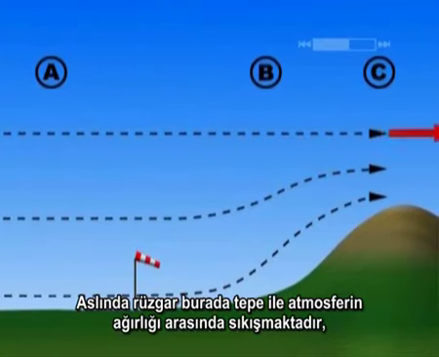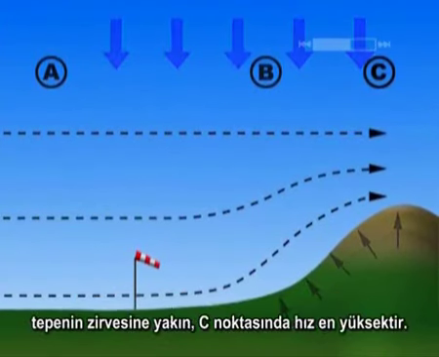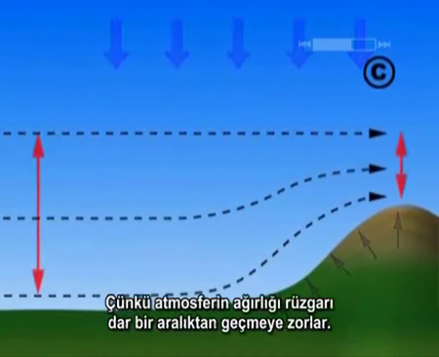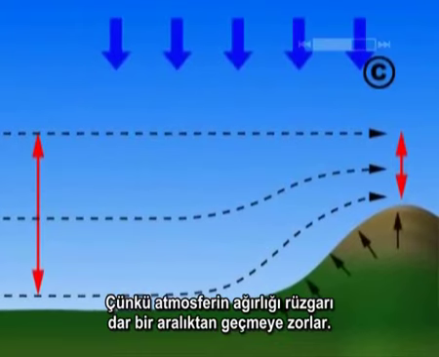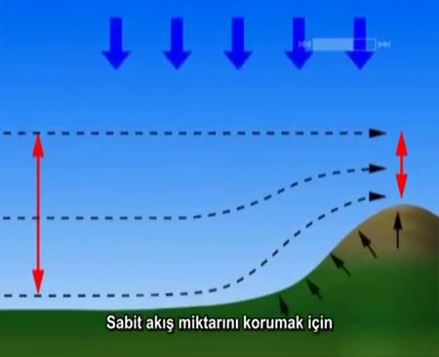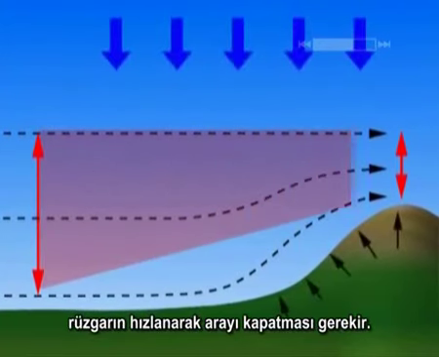In fact, the wind is being compressed between the hill and the weight of the atmosphere. At point C, near the top of the hill, the speed is the highest because the atmospheric weight forces the wind through a narrow passageway. So as to ensure a constant flux, the wind is forced to catch up by accelerating.